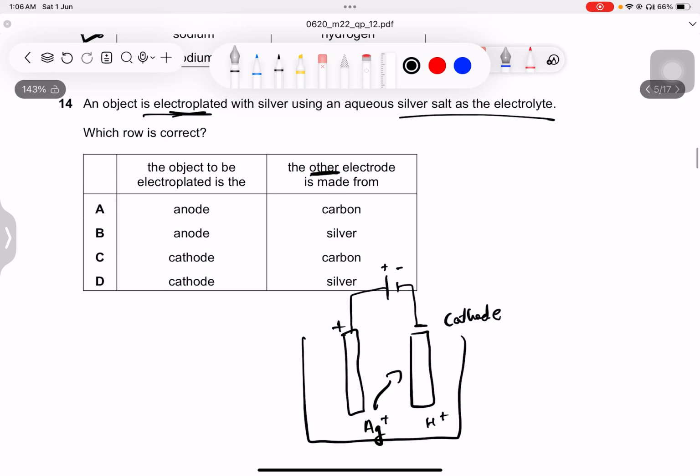And what did we need to electroplate? We needed to electroplate silver. So the object should be placed here so that silver can go over here. Now, this is the anode. This is made of silver.